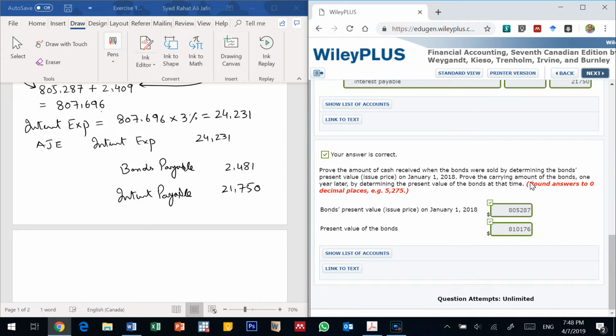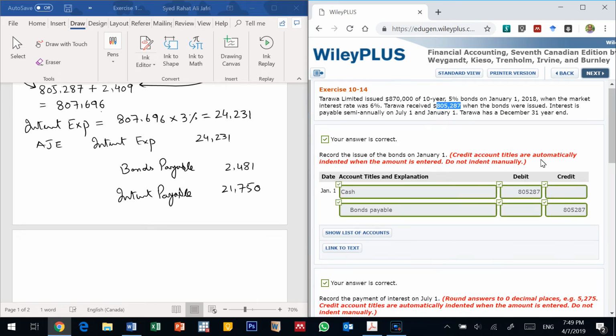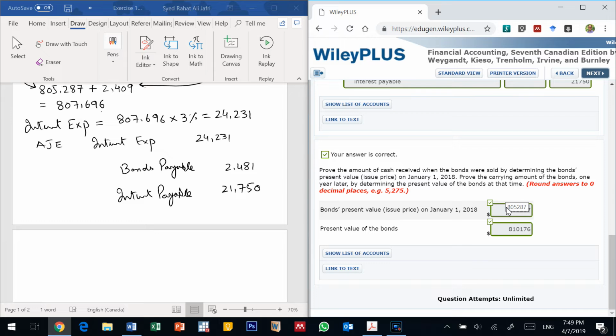And then prove the carrying amount of the bond 1 year later by determining the present value of the bond at that time. So we are asked to compute the present value of the bond at that time. Now I totally see that the cash received is just coming straight from here. 805,287 is the same amount. This is the cash provided by this bond. Now we are asked to compute the present value of the bond.